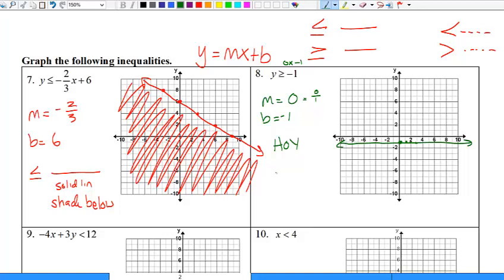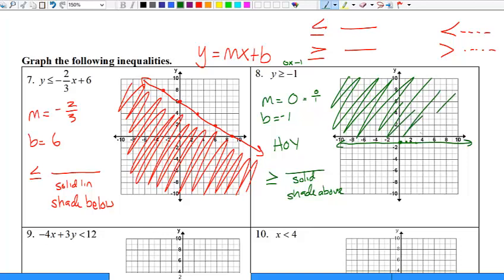Anyways, let's see. Because it's greater than, this tells me it's a dotted line, which I actually already drew. Because it's greater, that tells me I'm going to shade above. So now I'm going to come in and shade above my line here. Ooh, the shading doesn't have to be pretty.